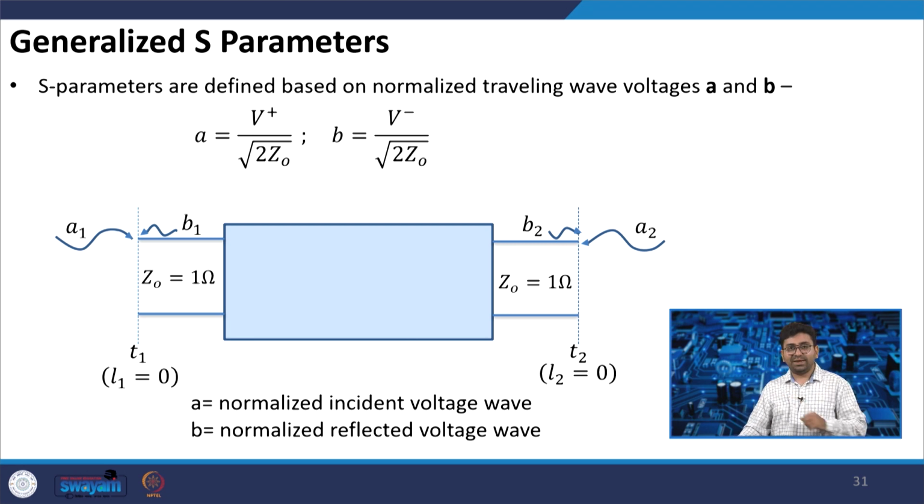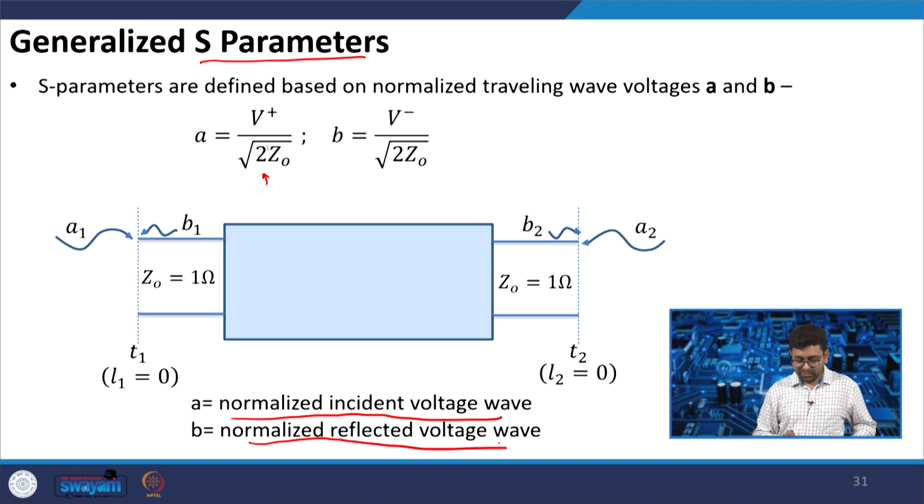So, if you want to consider the generalized S parameters, the difference from what we have previously considered, the voltage quantity, is that in generalized S parameters it is normalized with root 2 Z naught. So, the RMS value is considered, because the square term directly represents power, the incident power and the reflected power. So, here A is a normalized incident voltage wave, which is given by V plus by square root 2 Z naught, and B is a normalized reflected voltage wave, where B is equal to V minus by square root 2 Z naught. So, here A1 is the incident normalized voltage and B1 is the reflected normalized voltage at port 1, and similarly at port 2. If you consider Z naught equal to 1, you can write V plus by root 2 and V minus by root 2.